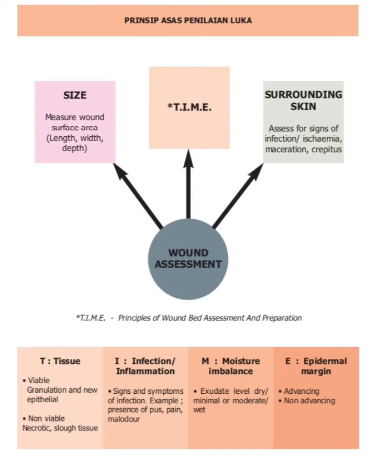TIME is the observed characteristics of the wound, and we have to remember that the process of wound healing is based on time. T reflects tissue viability. Is the tissue viable or non-viable? Viable: the epithelial tissue and granulation are present. Non-viable: presence of necrotic tissue, slough, and eschar.